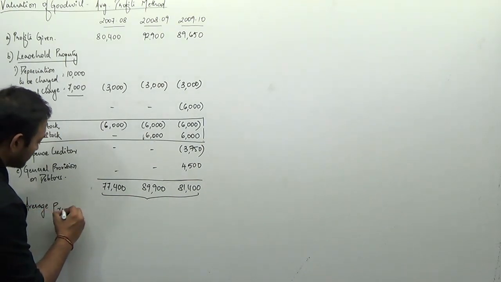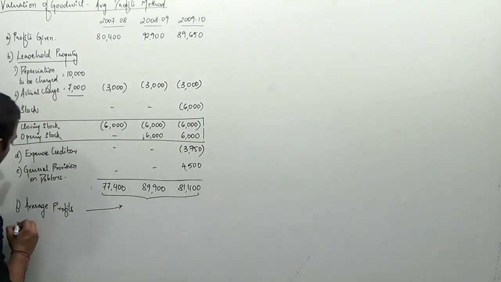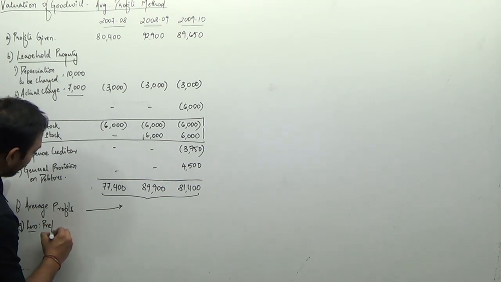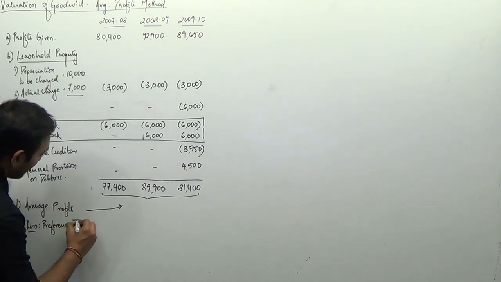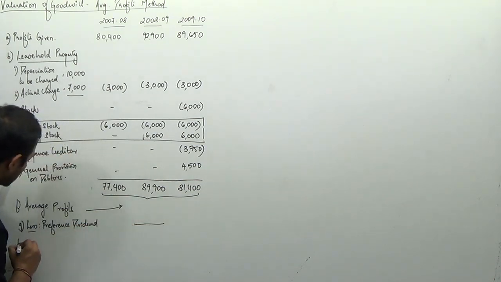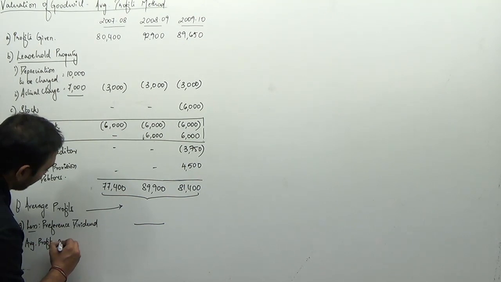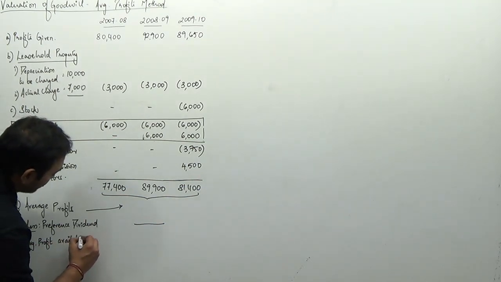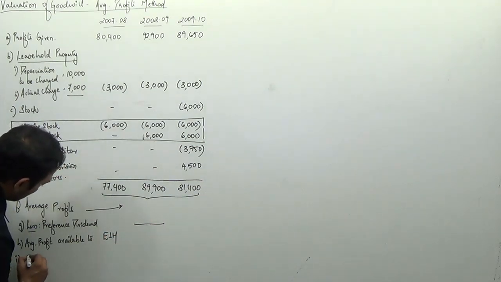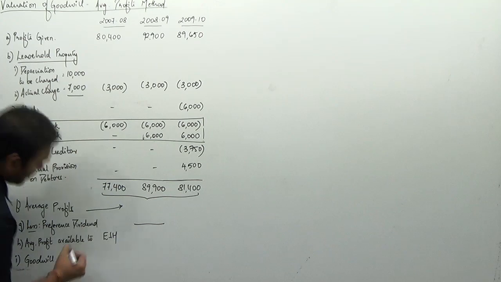Average profits, get the value. Less preference dividend. That will give us average profit available to equity shareholders. Goodwill is 2 years purchase of this. Then you can place the value.